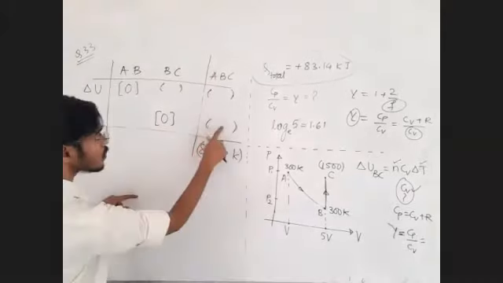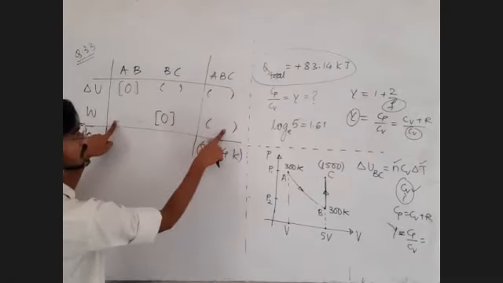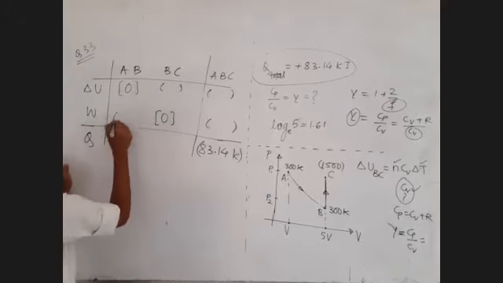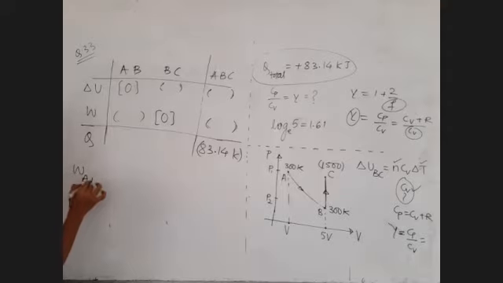Because this means what? This plus this equal to this. So this is 0. So to find out this, you need this. So let's do this. That's it. Work done in the process AB.